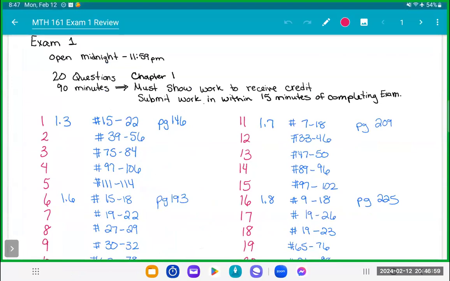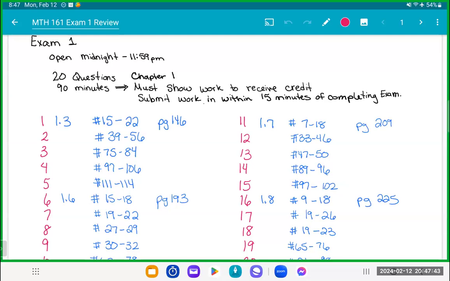Okay, so the exam will open at midnight and close at 11:59 p.m. next Monday. That is the 19th. So February 19th, no class, just an exam. There will be 20 questions. It'll cover only the material from the 4 sections of chapter 1. You'll have 90 minutes to complete the exam. That does not include the time to take the pictures and upload the work. You have 90 minutes to take the exam, then it closes. Then you have an additional 15 minutes to take your pictures and upload the work into Canvas. Okay.